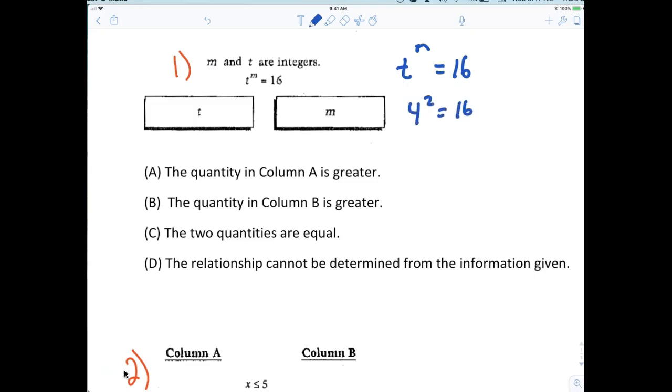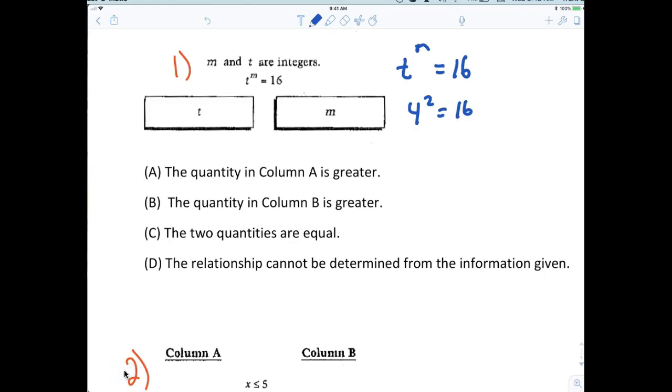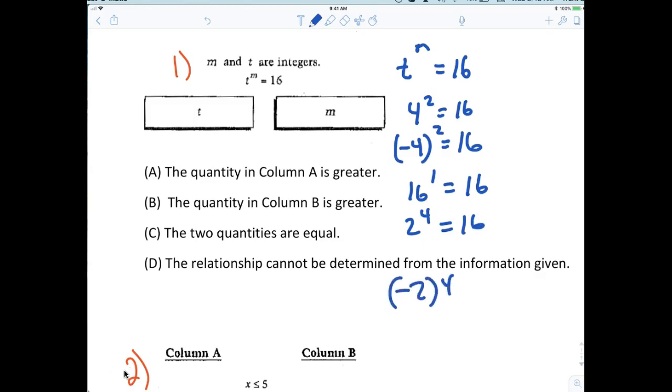Anybody else? Negative four squared. Actually, that's pretty good. Negative 4 squared is also 16. Somebody else? Very good. 16 to the first power is 16. Very good. And then we could say 2 to the fourth. And you could also do negative 2 to the fourth. Somebody agreeing with that?